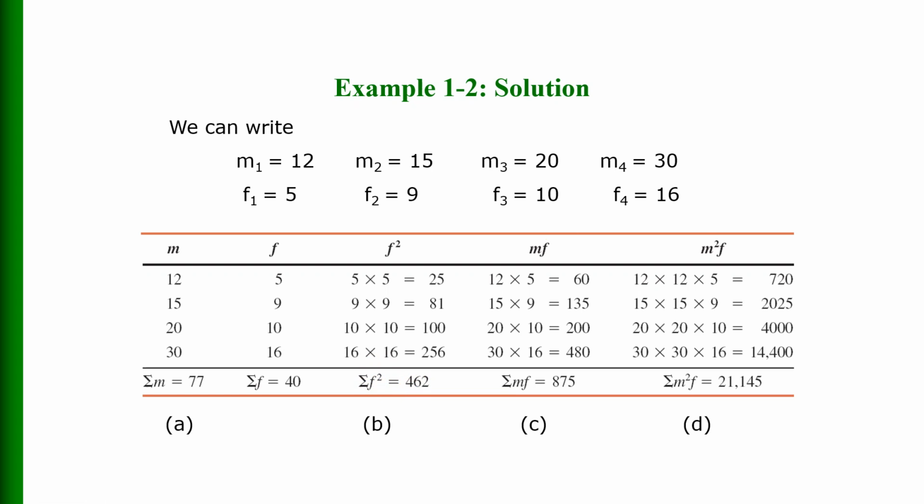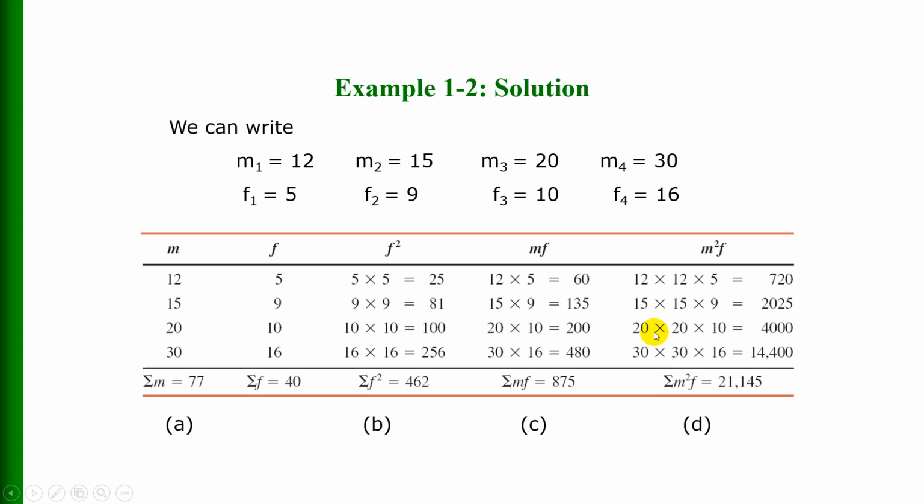Then we come to mf. What we do is multiply m with f. So we have 12 5s are equal to 60, 15 9s are equal to 135, 20 10s are equal to 200, and 30 16s are equal to 480. If we sum up these, we get summation mf, and that is equal to 875.